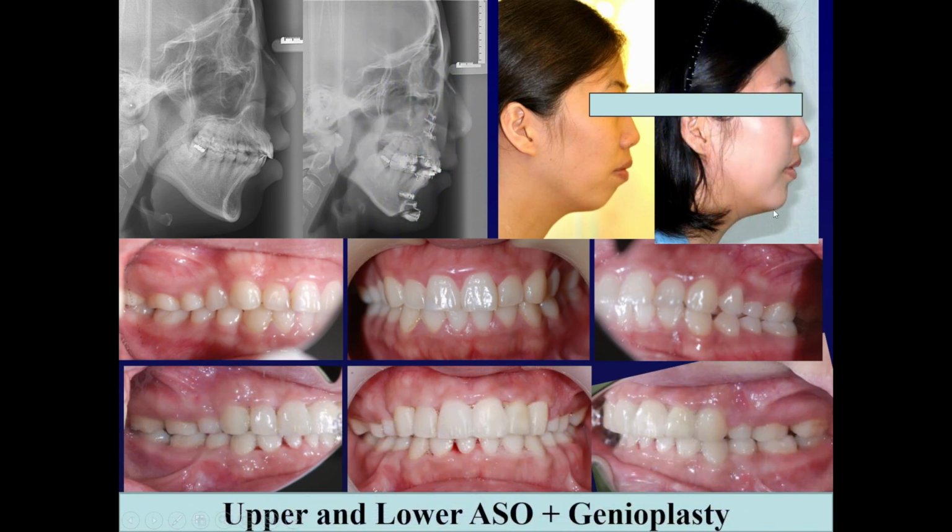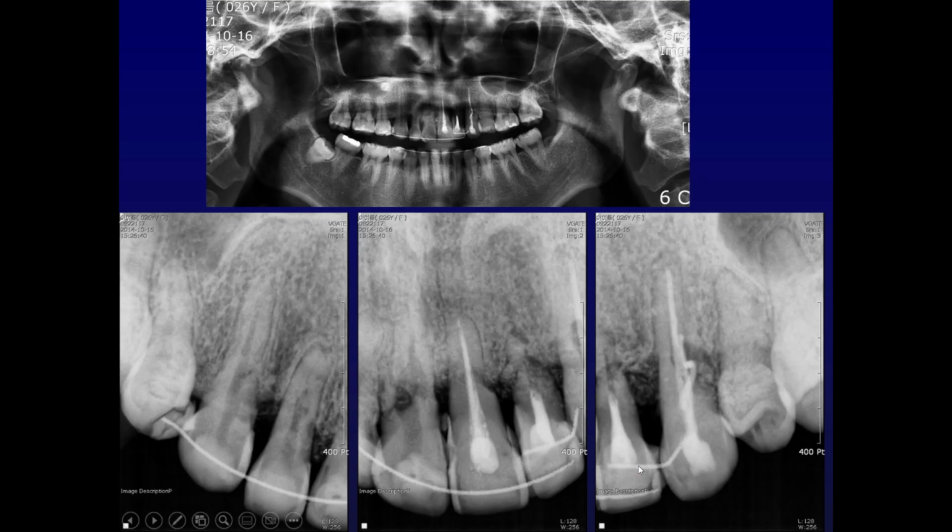Good result after the surgery, okay? Plastic surgery, including the genioplasty, okay? Open lower ASO. But there is a starting of root resorption.